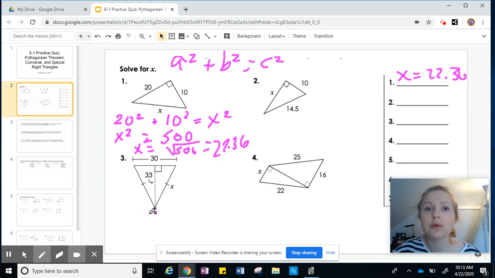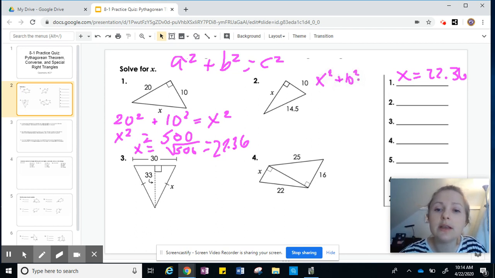All right, number two is a little different because they give us x as a leg and 10 is a leg, and then 14.5 is the hypotenuse. So this time we need to solve for a leg, not the hypotenuse. In this case, c is 14.5. So we're going to do x squared plus 10 squared equals 14.5 squared.